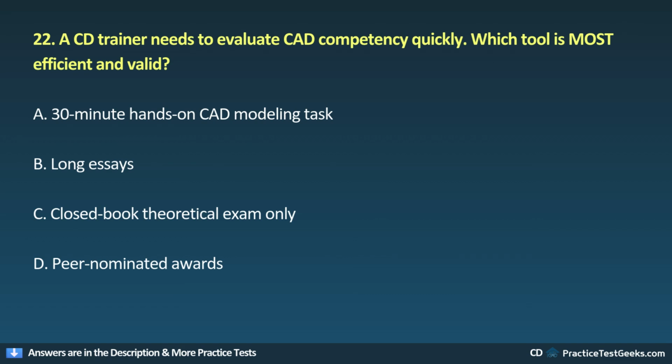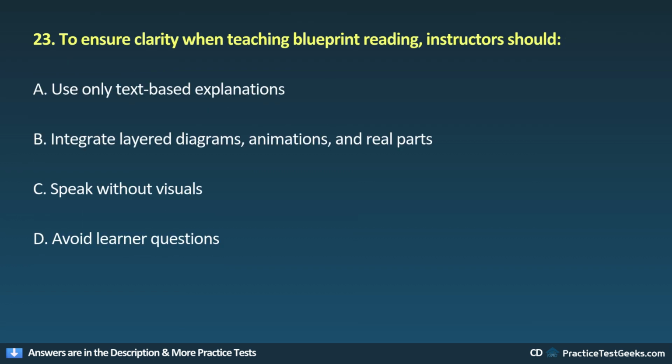22. A CD trainer needs to evaluate CAD competency quickly. Which tool is most efficient and valid? A. 30-minute hands-on CAD modeling task. B. Long essays. C. Closed book theoretical exam only. D. Peer-nominated awards.